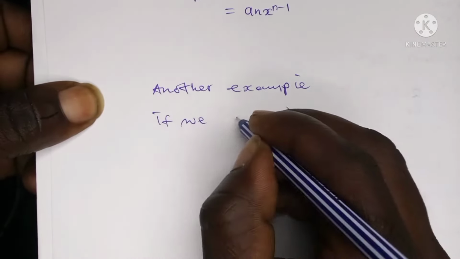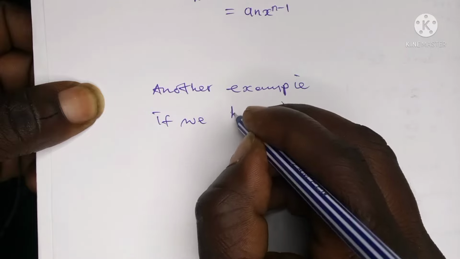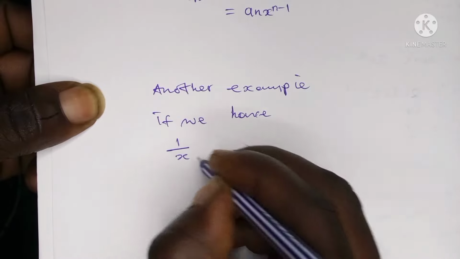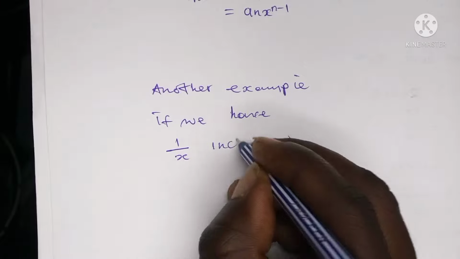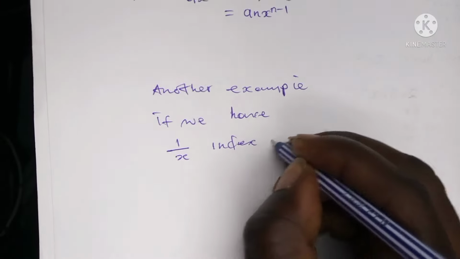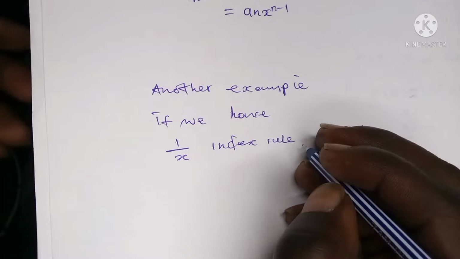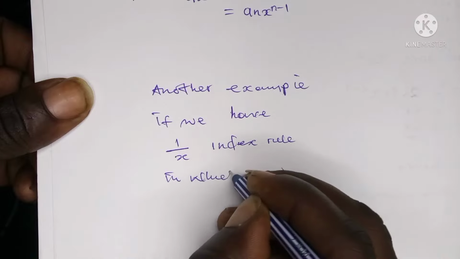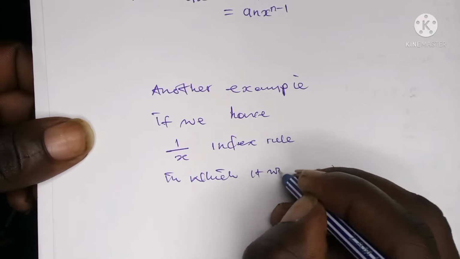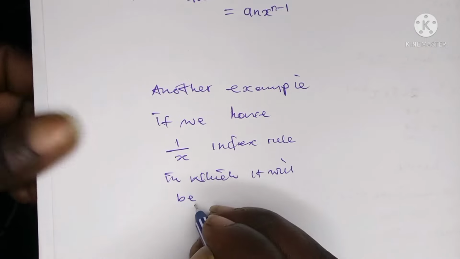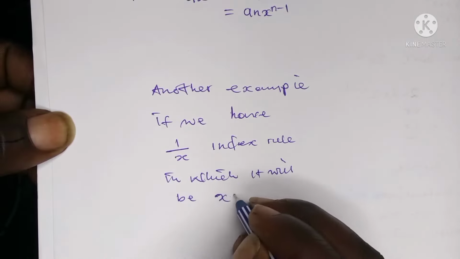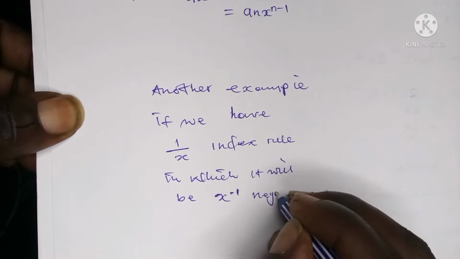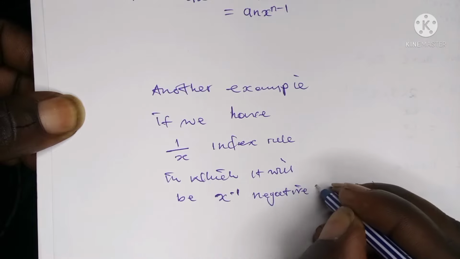If we have 1 over x in index form, index lower, it will be x power minus 1, in negative form.